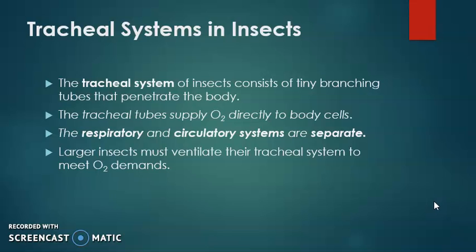The tracheal system of insects consists of tiny branching tubes that penetrate the body. The tracheal tubes supply oxygen directly to the body cells, I mean, from air directly to the body cells. Now, respiratory and circulatory systems are separate in this case. So larger insects must ventilate their tracheal system to meet their oxygen demand.